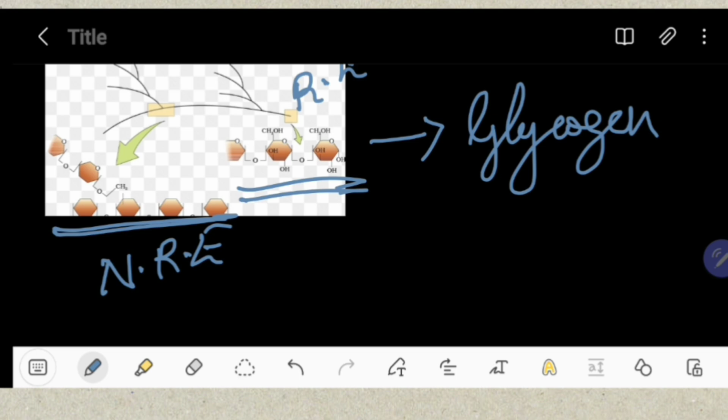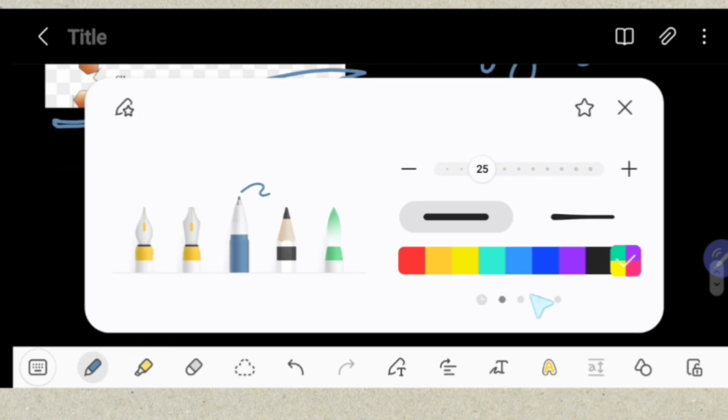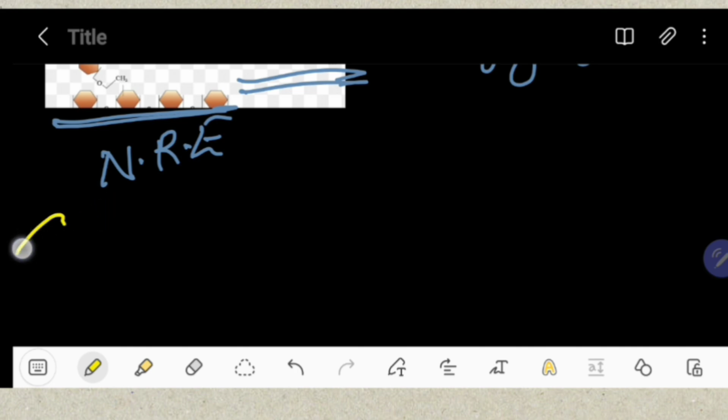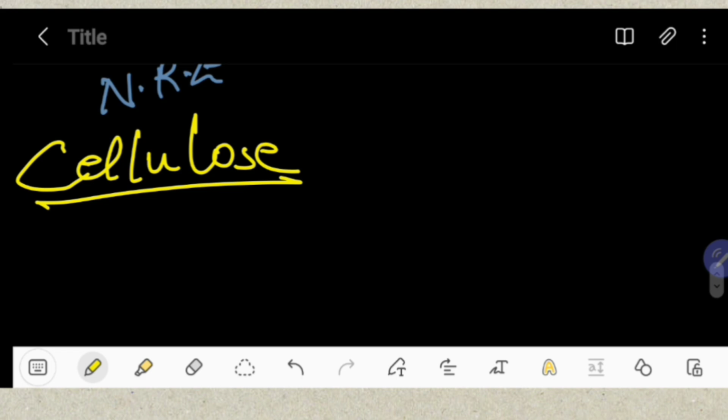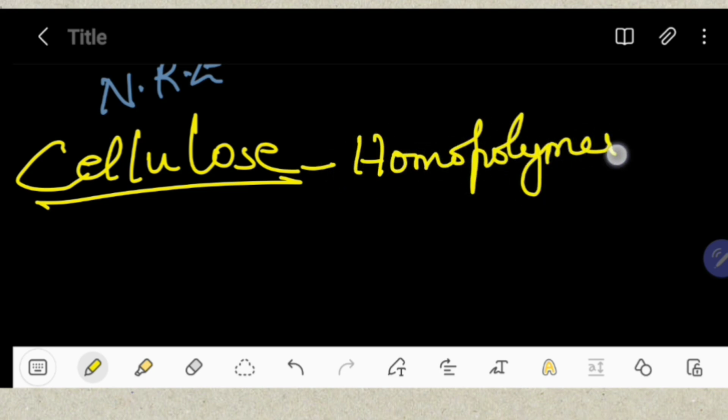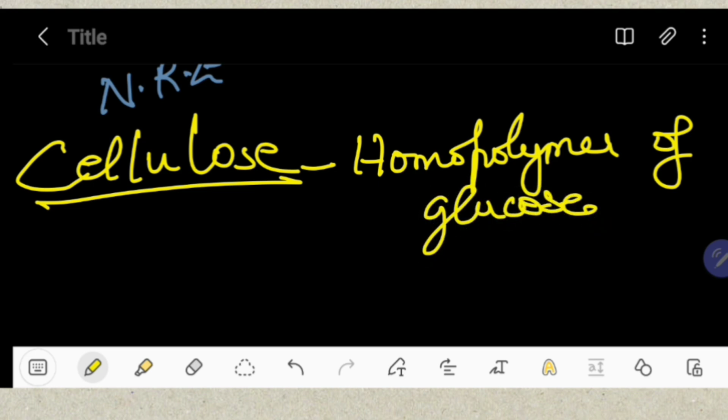Homopolysaccharide consists of a single type of monosaccharide unit, for example, cellulose. Just take the example of our most common brother, cellulose. When you talk about cellulose, we know that it is an unbranched homopolymer. It is a homopolysaccharide, I said. So it is a homopolymer of what? Of glucose. It is made up of only glucose. You do not have any other monosaccharide present in cellulose.